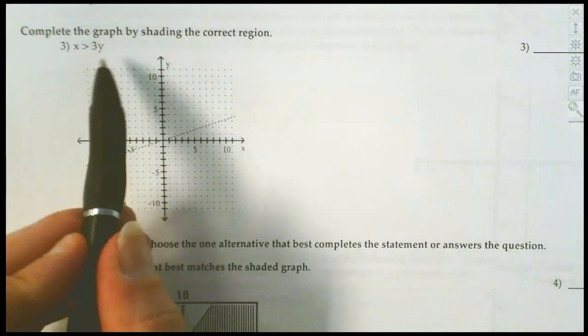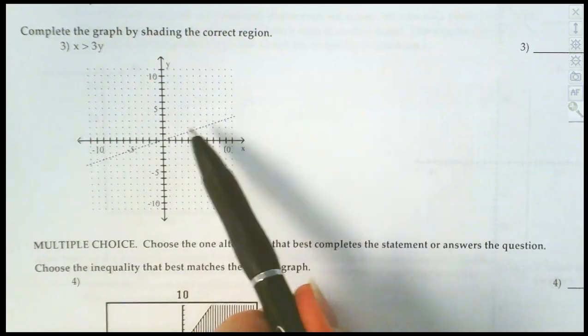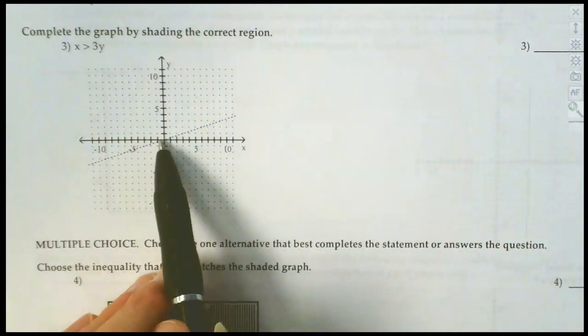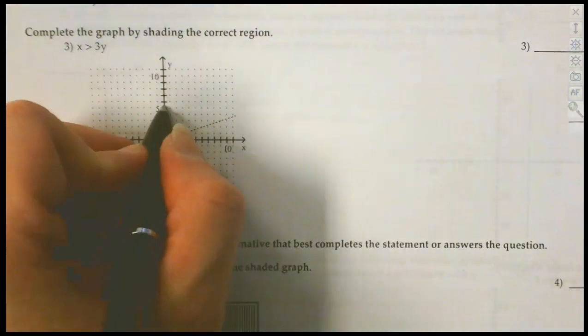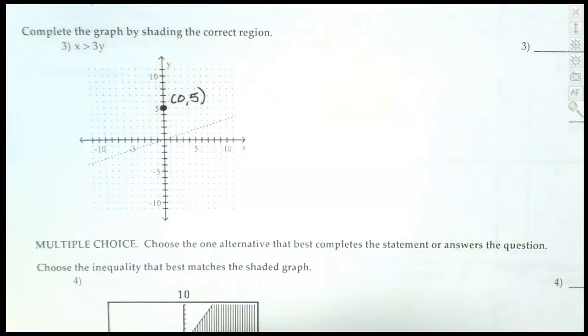So here's your original inequality, and we need to figure out where to shade. So the graph has already been drawn, so the hard part's been done. So all we need to do is figure out, do we shade above or do we shade below? Well, we can't pick 0, 0, because 0, 0 is right here, and the line goes through. So let's pick another point. And I don't care what point you pick. You just pick one that's easy to work with. So I'm going to pick 0, 5.